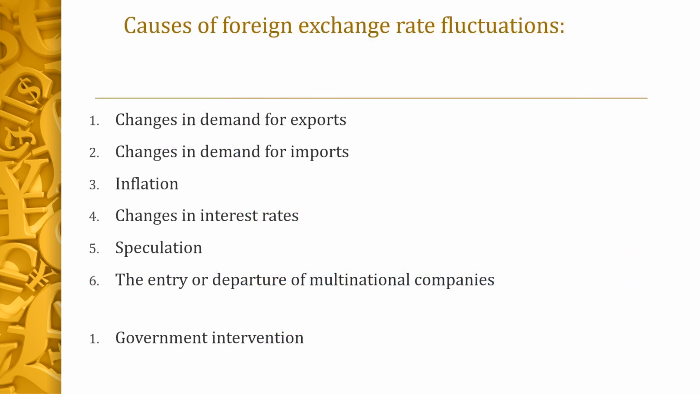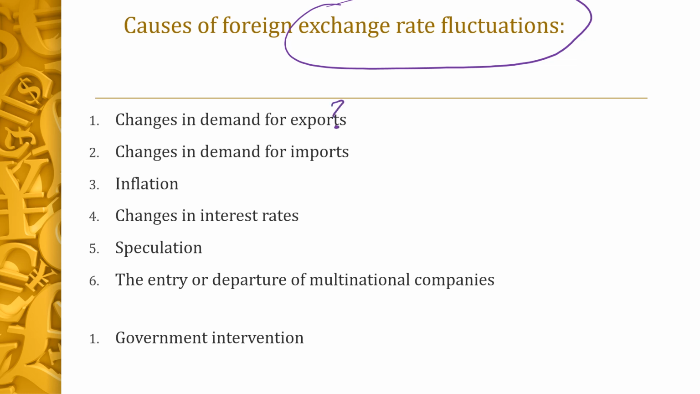So here we will be talking about the causes of foreign exchange rate fluctuations. What makes, in one month for example, $1 equal to 6 Egyptian pounds, the second month it became 8 Egyptian pounds, then it became 10, then it became 8? What made this fluctuation, the ups and downs? First of all, we have 7 reasons. The first reason would be changes in demand for exports.